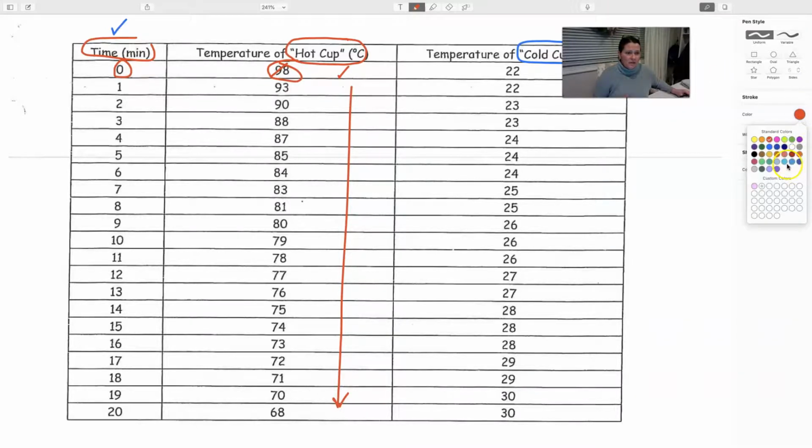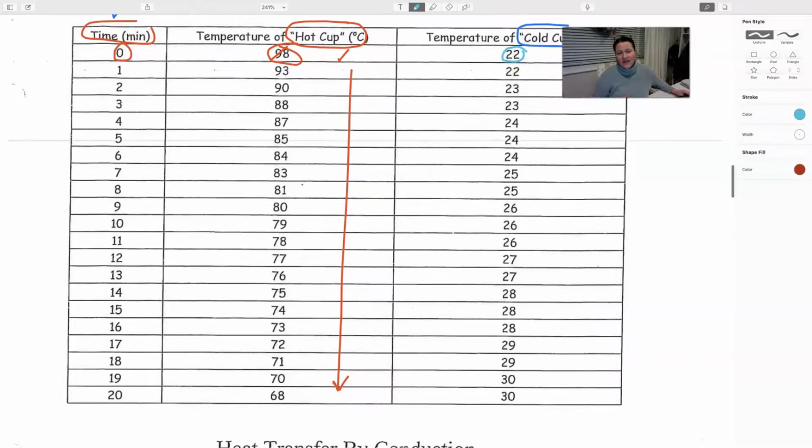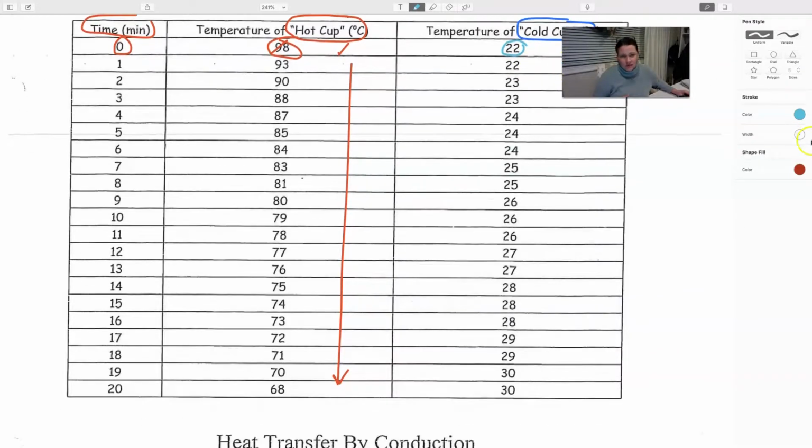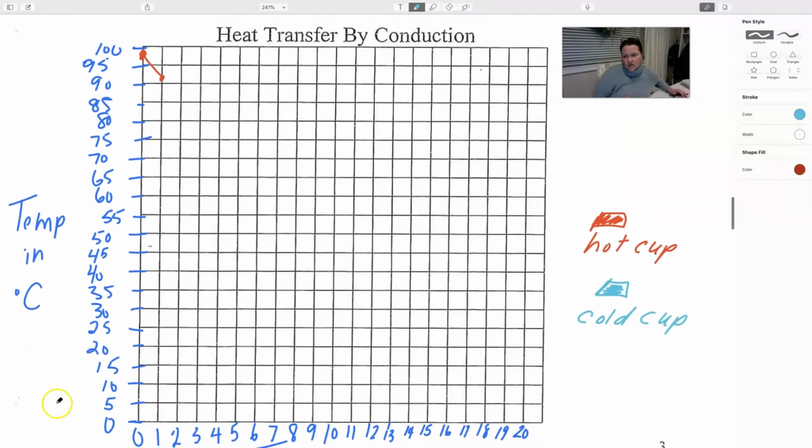So again, you get your blue colored pencil, whatever your crayon, whatever you got at home. If you're doing this remotely, digitally, you just pick a color like I did. And you're going to start at 0 minutes 22, at 1 minute 22, and so on. So again, at 0 minutes, you would go up to 22. You make your first dot. At 1 minute, it stayed at 22, so you make your second dot. And again, connect the dots as you go.